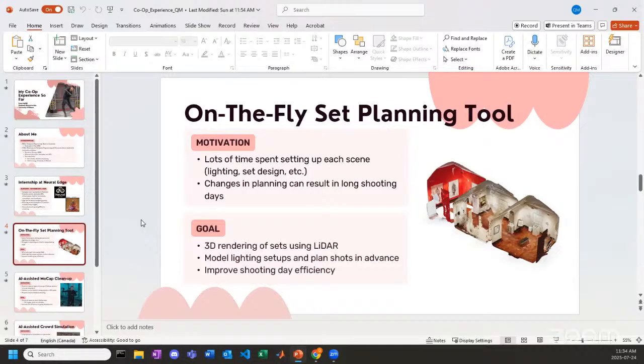So their goal is to create a tool which does a 3D rendering of sets using a LiDAR scan. And then they're going to create a model of the setup and offer that to directors, which they can access through iPads. And they will be able to model lighting setups and then plan their shots in advance. And this is to overall improve shooting day efficiency. So there's less downtime and it's spent creatively.